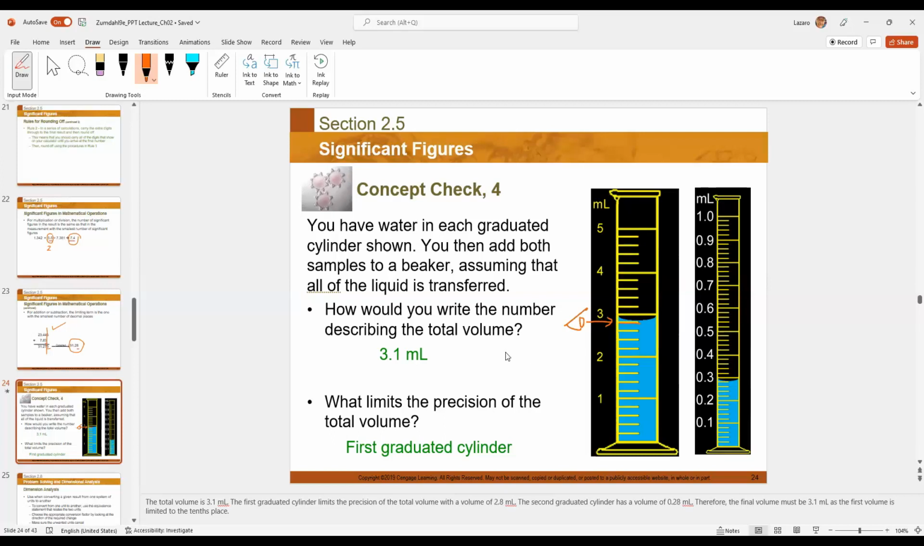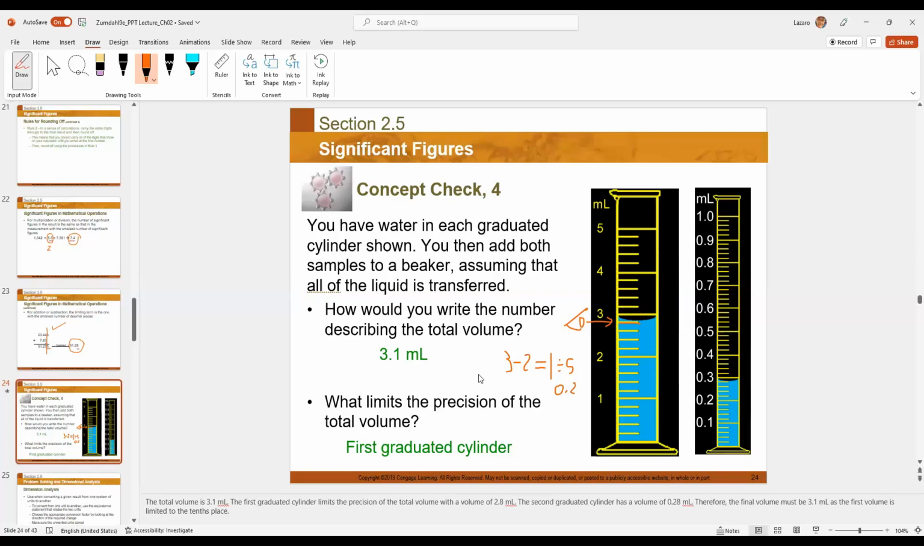Then you say 3 minus 2 is 1. And then you divide 1 by the 5 lines, and you will see that every line is 0.2. Then you say 2.2, 2.4, 2.6, 2.8. Then this is the answer for this measurement.